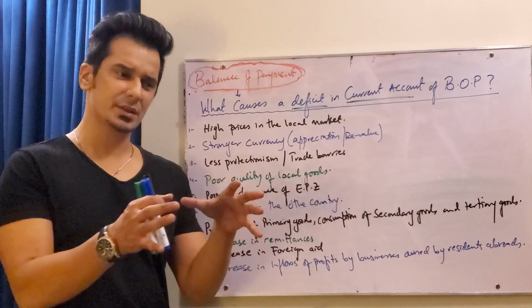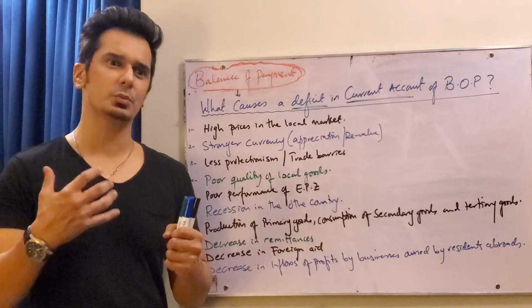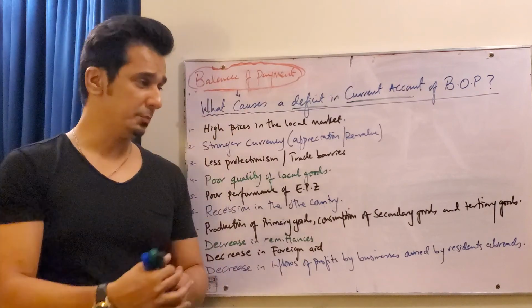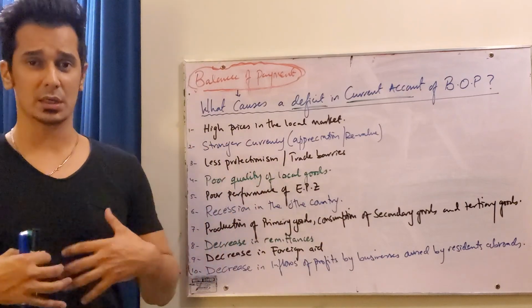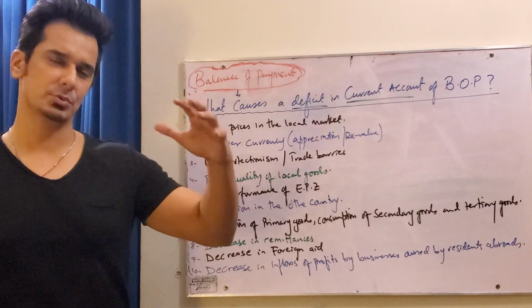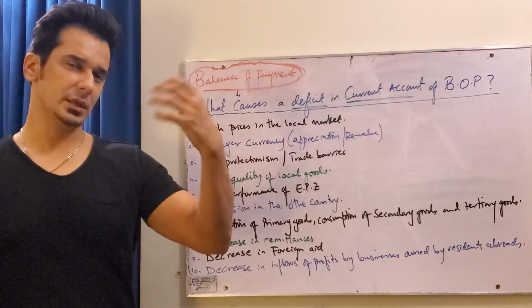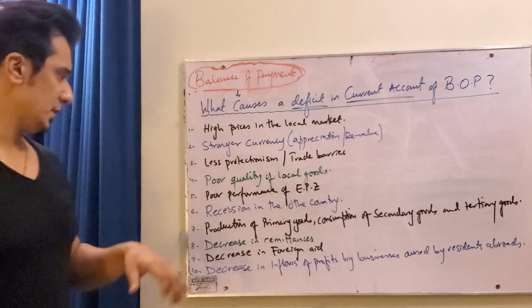So let's suppose there's a decrease in quality of whatever the economy is producing. So in that case, what would happen? There would be a decrease in demand for this particular product from, let's suppose, our country. So what would happen? The exports would start to decrease. So that means the inflows would start to decrease. So that means the current account would go into deficit.